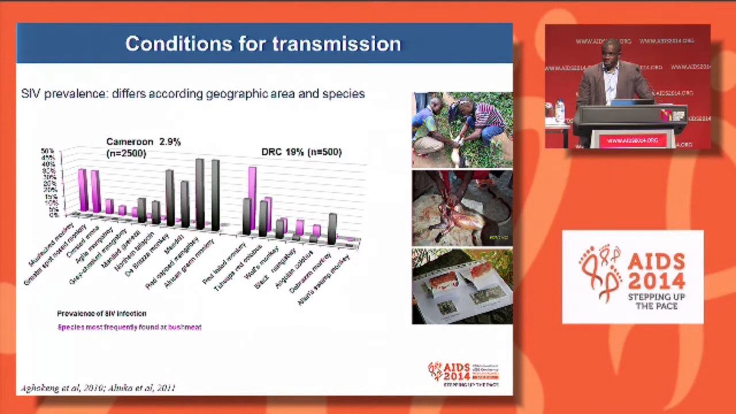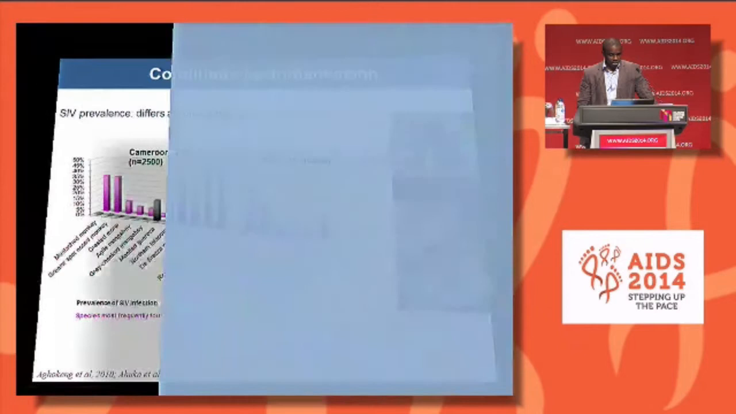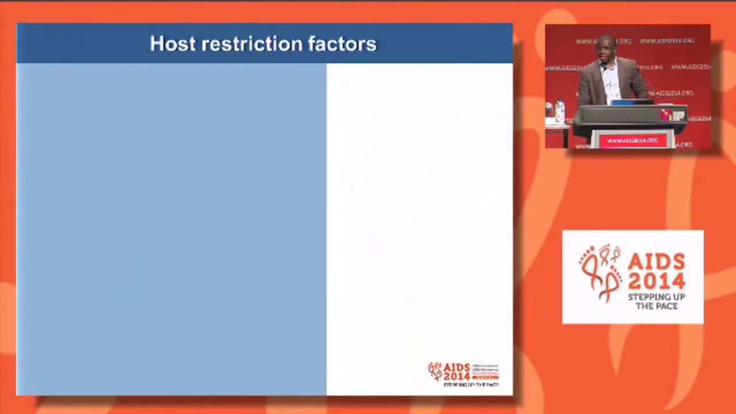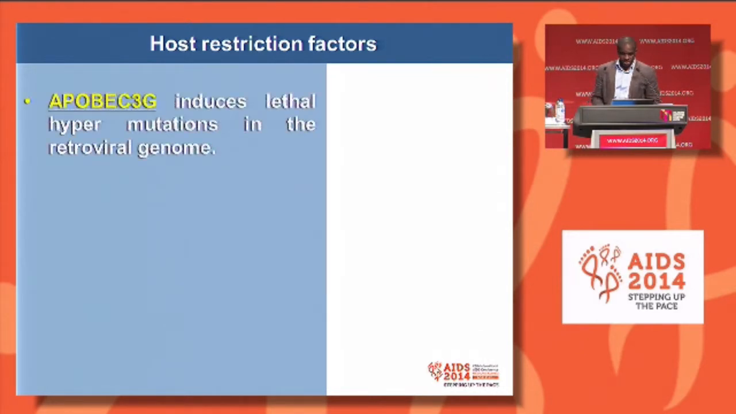But we didn't find any evidence to date of the circulation or the presence of these other viruses in the human population. That means there are probably other factors that should be taken into consideration when dealing with the transmission and perhaps successful setup of this infection. Among these elements are probably the host restriction factors, and we know some of them, such as APOBEC3G, which induces lethal mutations in the retroviral genome.